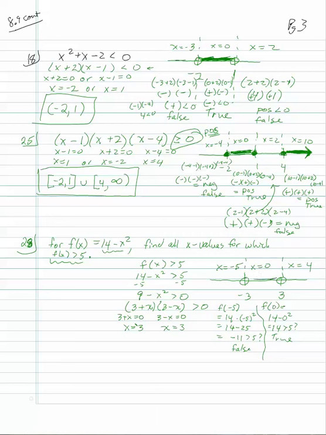So we know these are open circles because it's just greater than, not greater than or equal to. And then we just have to test that last portion, which would be f of 4, 14 minus 4 squared, which is negative 2. So that would be false. Is that greater than 5? That's false. Alright, so our solution set would be between negative 3 and 3. Okay, now we have to do rational inequalities. So let's do that one on the next page.